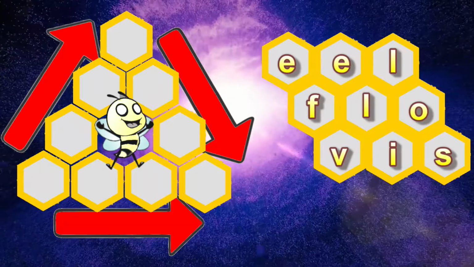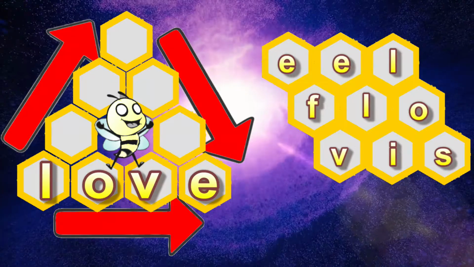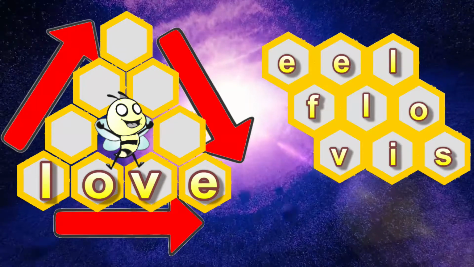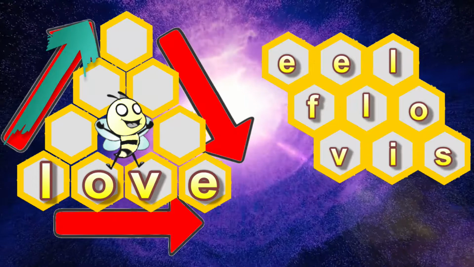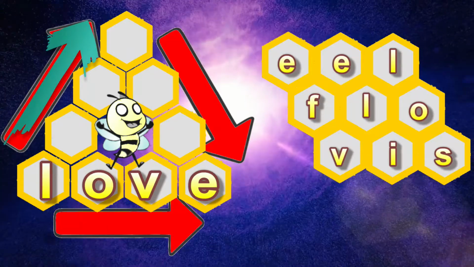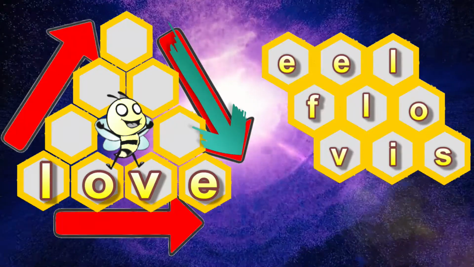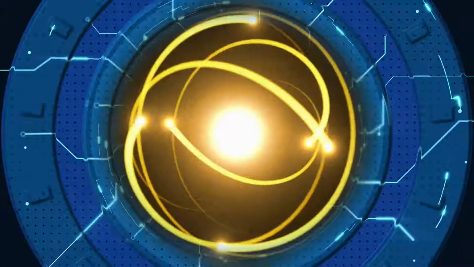For example, the word love might be written along the bottom, with the L in the leftmost hex and the E in the rightmost hex. The L now becomes the first letter of the word on the left side, going in an upward direction, and the E becomes the last letter of the word on the right side, coming in a downward direction.